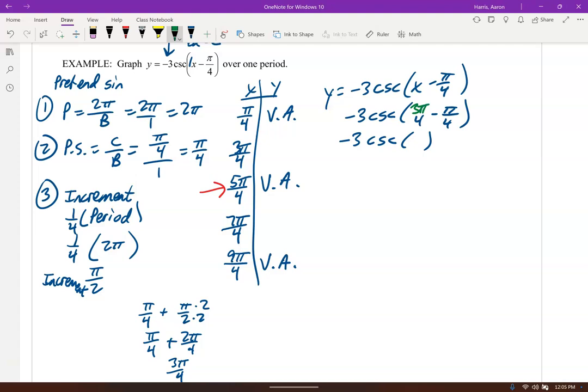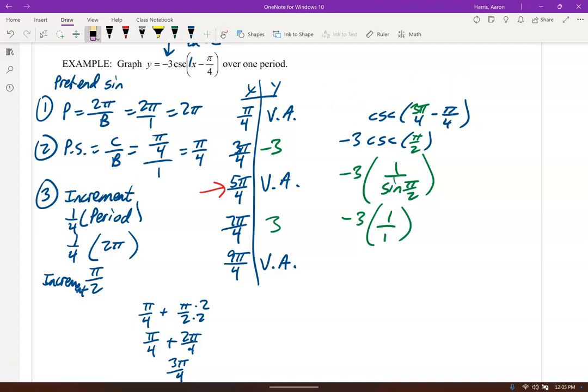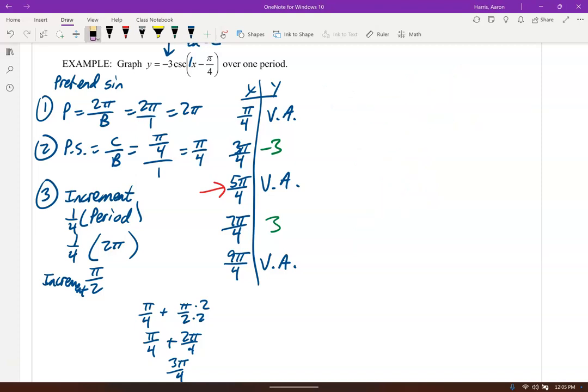3 pi over 4 minus pi over 4 is 2 pi over 4, or pi halves. So we got -3 times 1 over sine of pi halves. Well, the sine of pi halves is 1, so I got -3 here. Punch in 7 pi over 4, and it'll spit out a 3, and so on. And then we can graph, get a little bit of a feel for this.